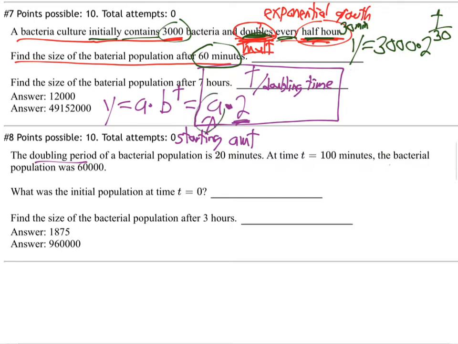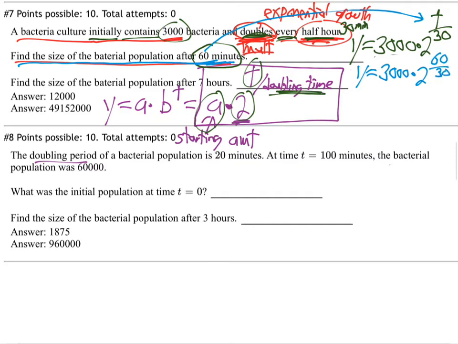I did the starting amount, which is 3,000, times 2 to the t divided by the doubling time, and the doubling time was 30 minutes. So I'm doing the problem in minutes now. So there's my formula. Now what do they want me to do with it? They want to find the size of the bacteria population after 60 minutes. So plug in 60 right there for t. And so we'll get 3,000 times 2 to the 60 divided by 30.